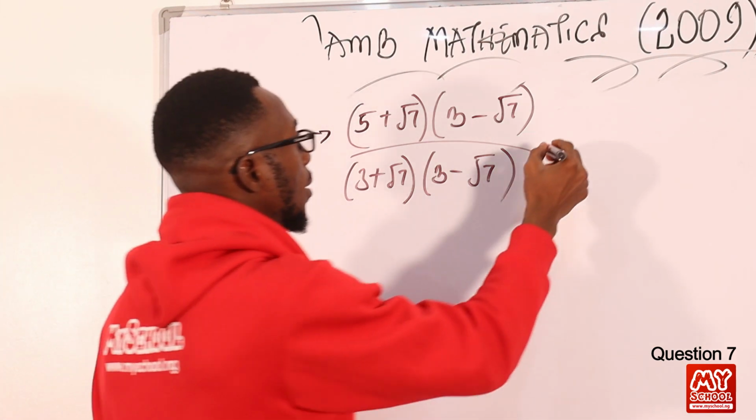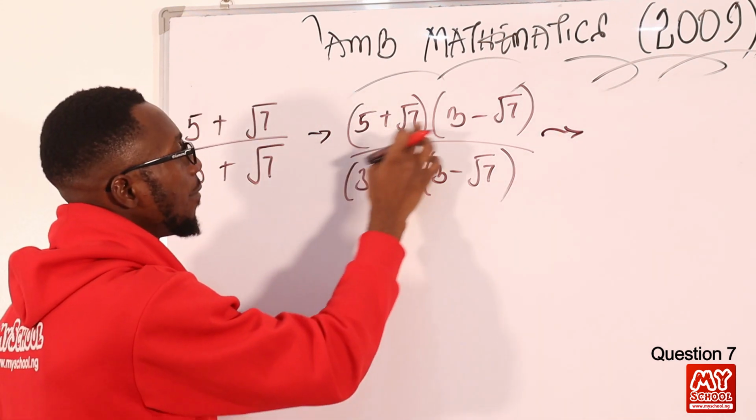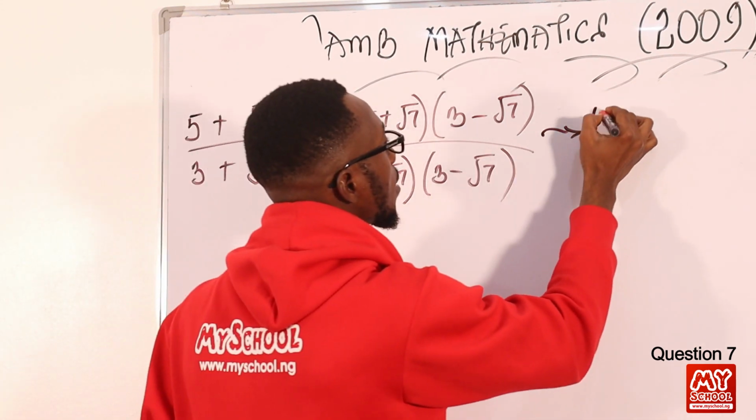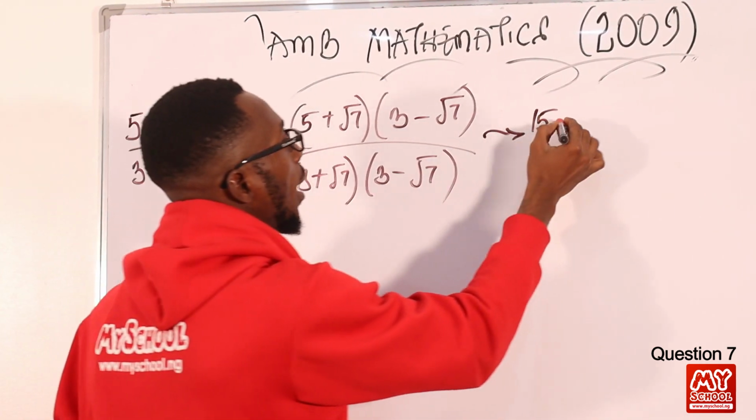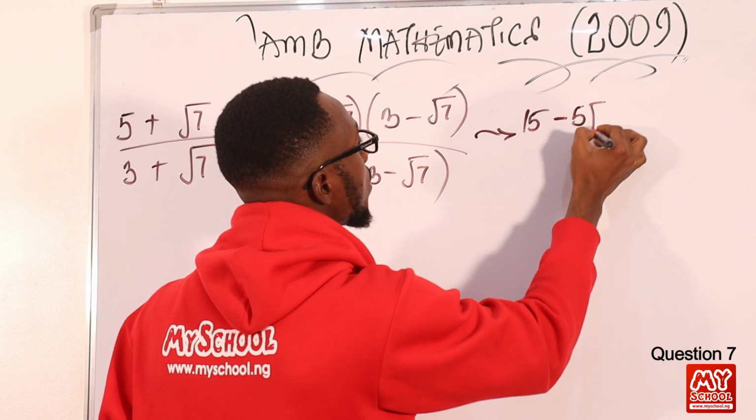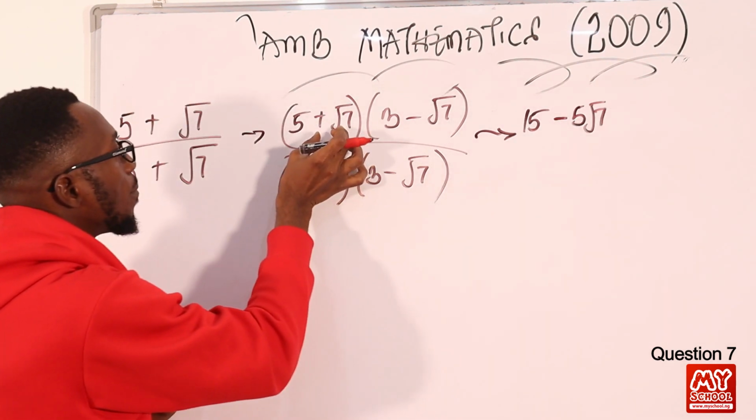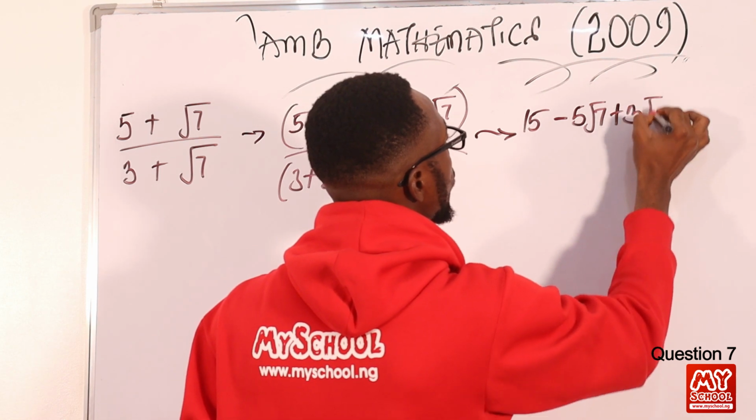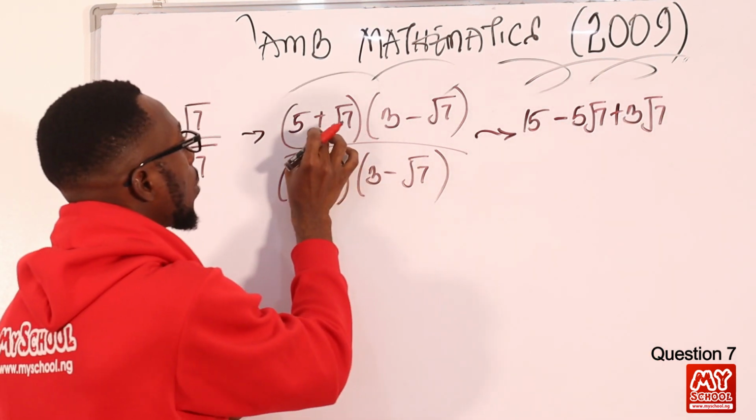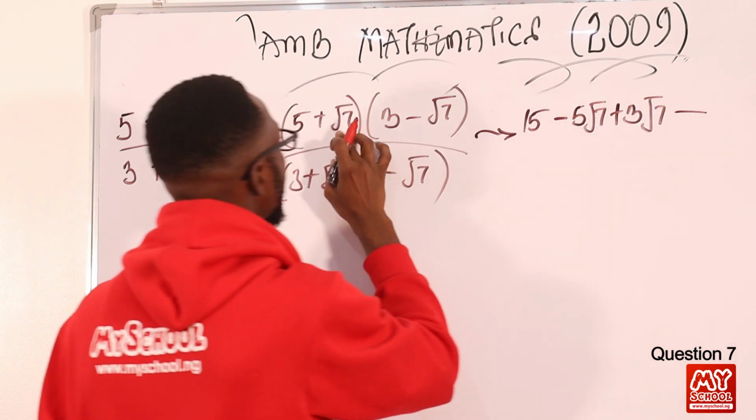So let's proceed. I have 5 times 3, that is 15. Okay, so I have 5 times minus root 7, I have minus 5 root 7. Then I have plus root 7 times 3, I have plus 3 root 7. Then I have plus times minus, I have minus root 7 times root 7.